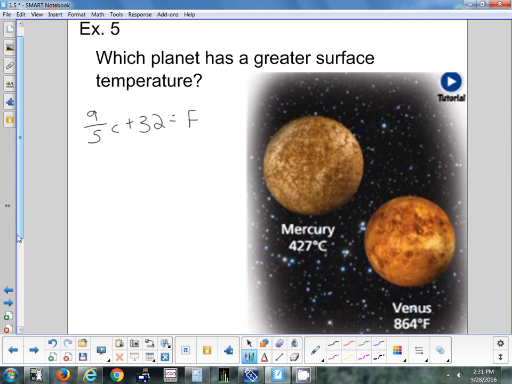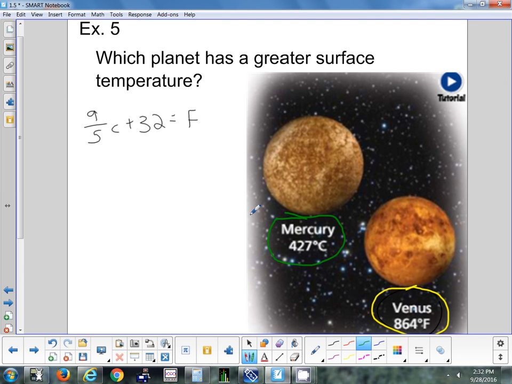All right. So in this particular problem, what letter should we be plugging in for? What do you think, Sai? What letter should we be plugging in for? Because we want to find out Mercury, but Mercury's in Celsius. We want to put it in Fahrenheit. How are we going to do that? I just want to see where you're at, see if you know. Make sure you're paying attention. 427 would be Celsius. Perfect.